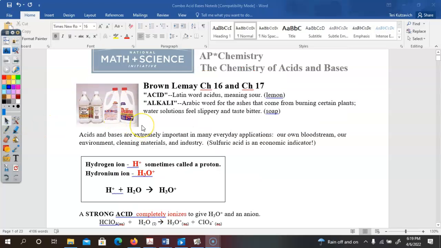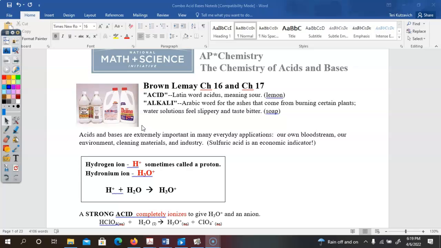All right, so today we're starting chapters 16 and 17 in the book. It's on acids and bases. Feel free to start reading those chapters since we're not spending a lot of time on it.